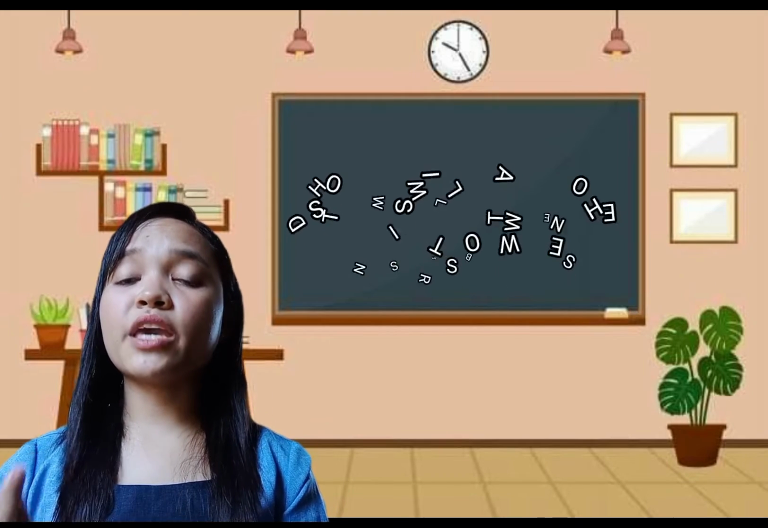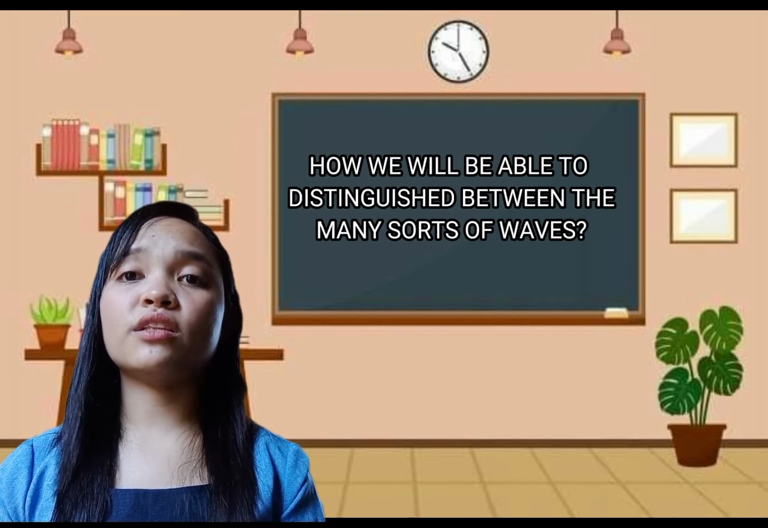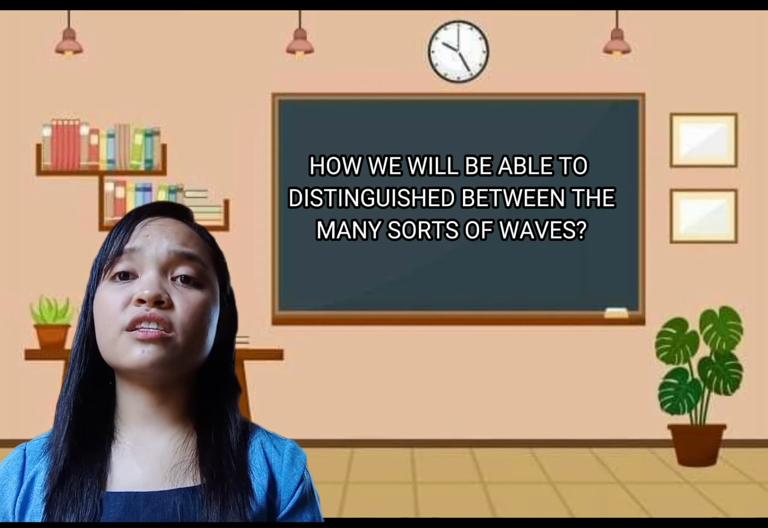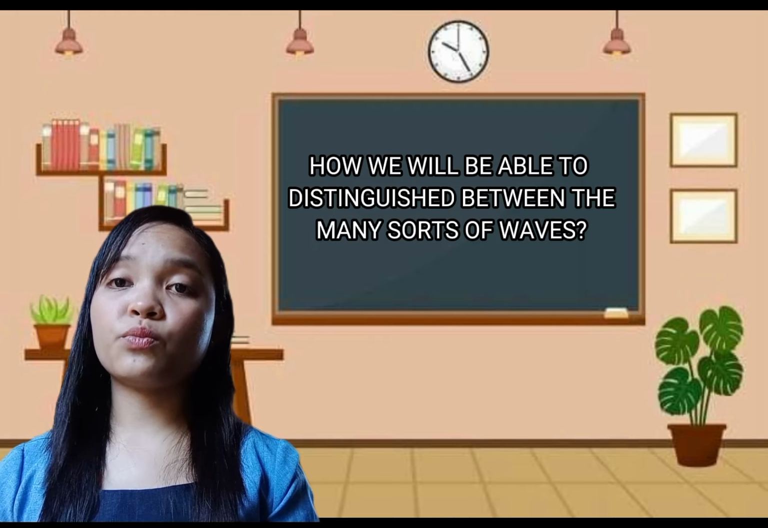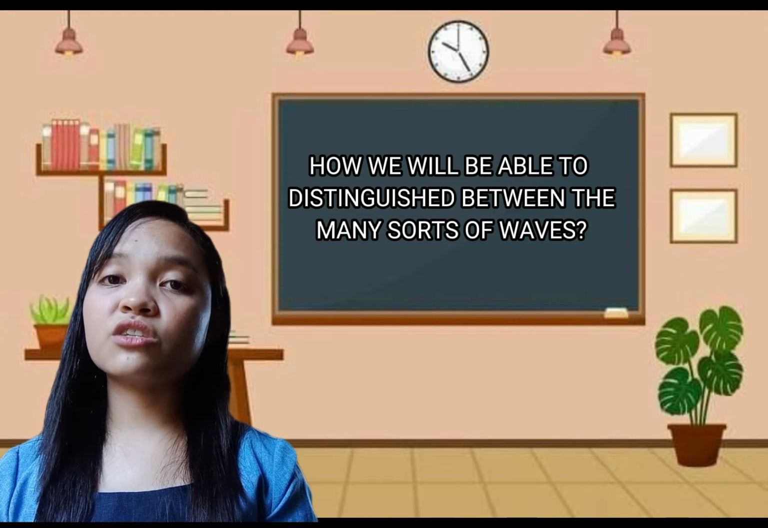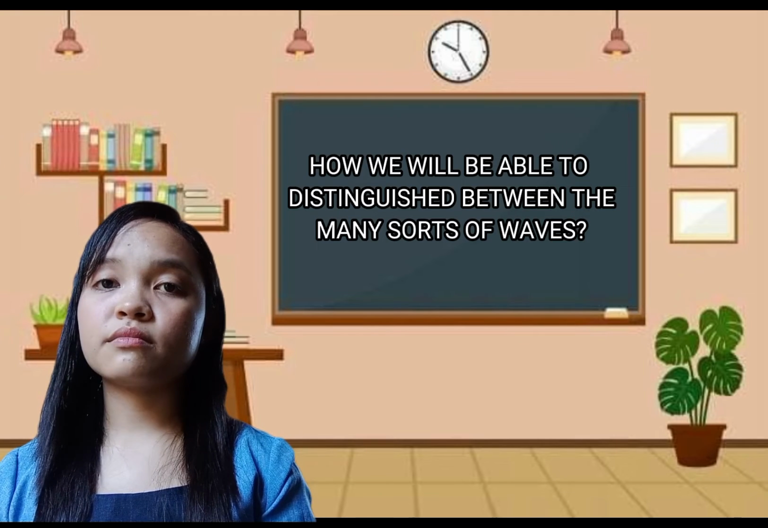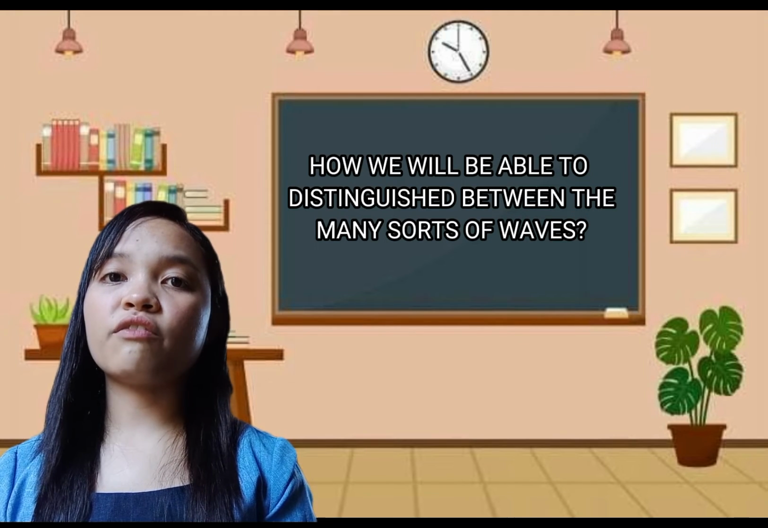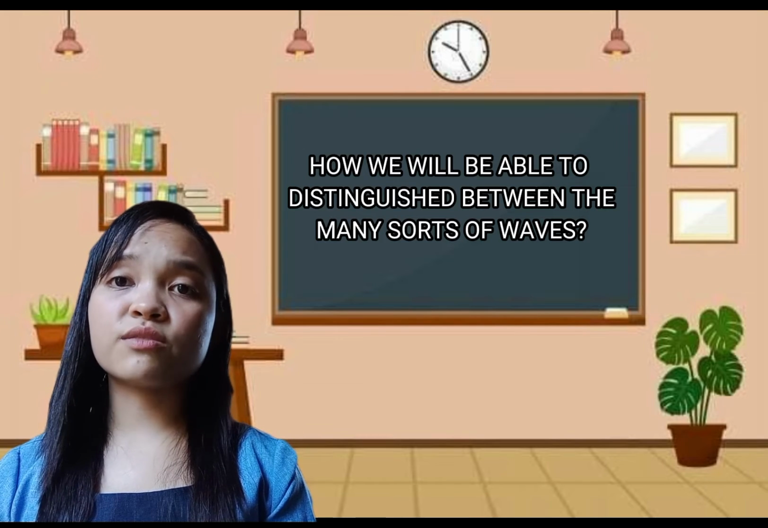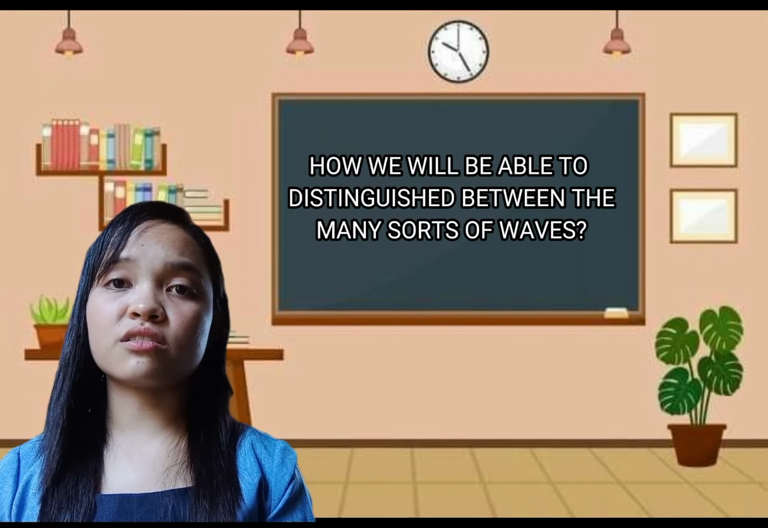So how will we be able to distinguish between the many sorts of waves? Physical waves need stuff to go through in order to propagate. The phases of matter through which physical waves can travel further separate them. Longitudinal waves can travel through liquids and gases, whereas transverse waves must travel through solid materials.